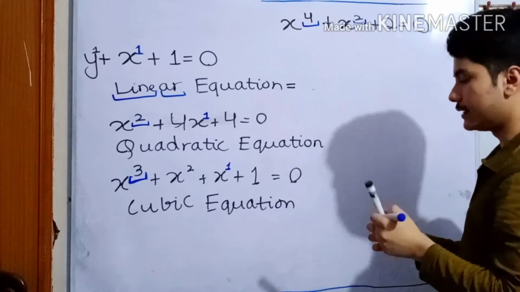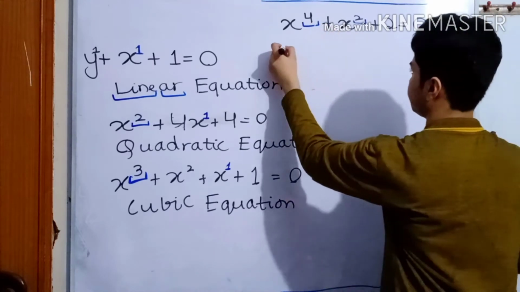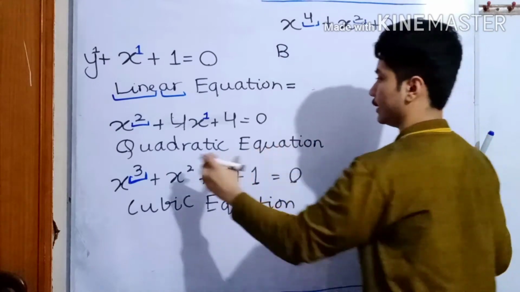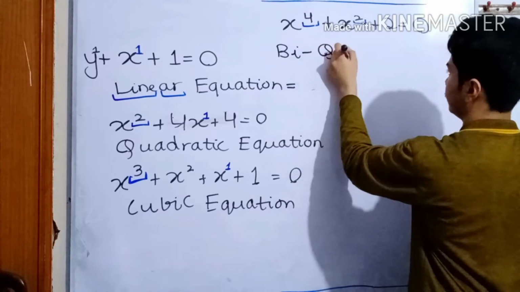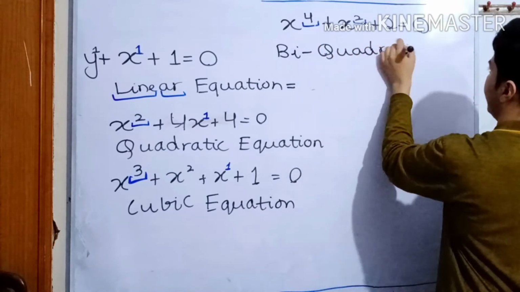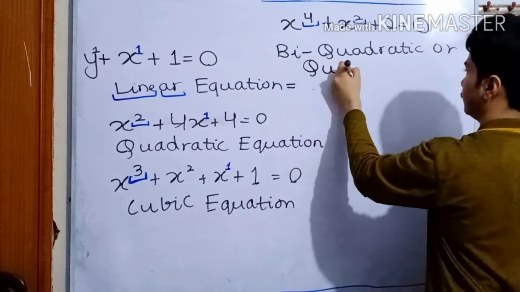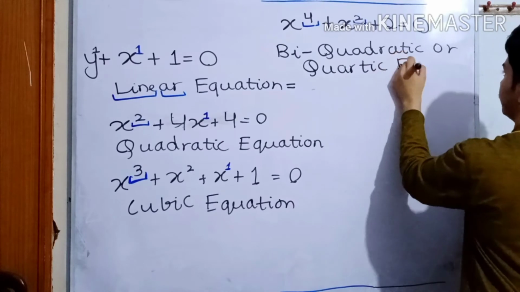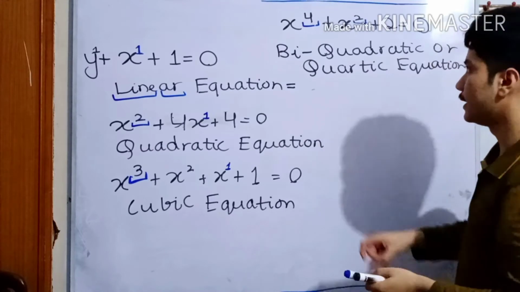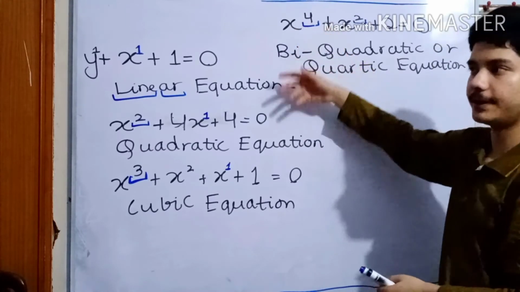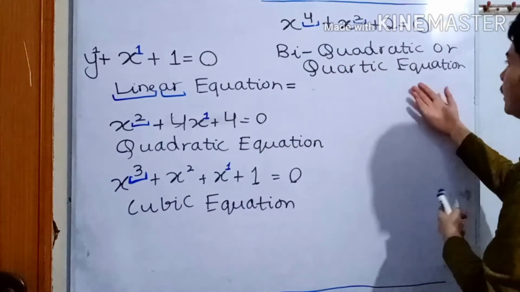So when an equation contains a variable which has a highest power of 4, then the equation is known as double quadratic. But we cannot write double quadratic, we write biquadratic. Or you can name it another way, quartic equation. So the equation which contains a highest power of 4 in any variable is called biquadratic, or you can call it quartic equation.